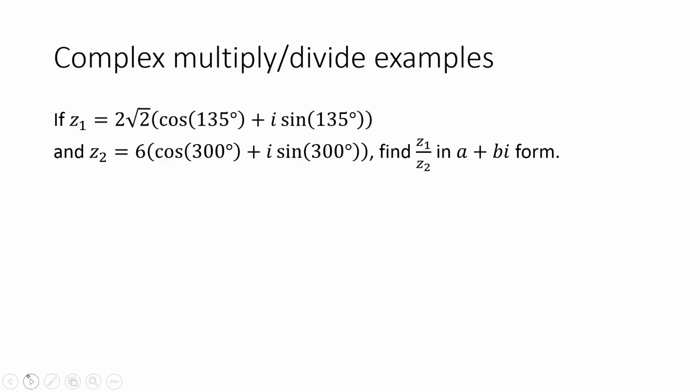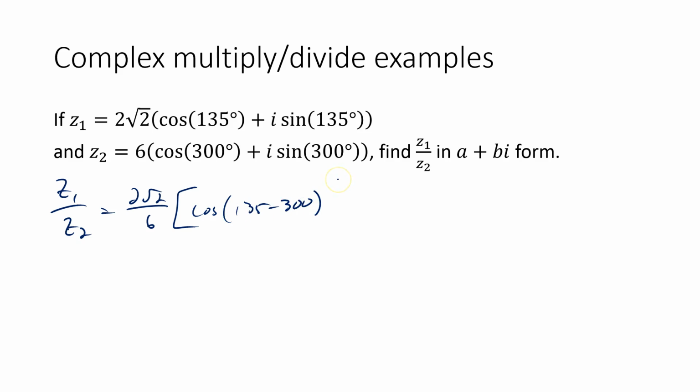All right, let's try a different one. So this one, I'm thinking we might actually be able to do it without a calculator, because I kind of wanted to do one without one, but we'll see what happens. So this time we want to find the division. So z1 over z2, just use our equation. Divide these. We have 2 root 2 over 6 multiplied by, now we subtract. So it's going to be cosine of z1 minus z2, so 135 minus 300, plus I sine of 135 minus 300.